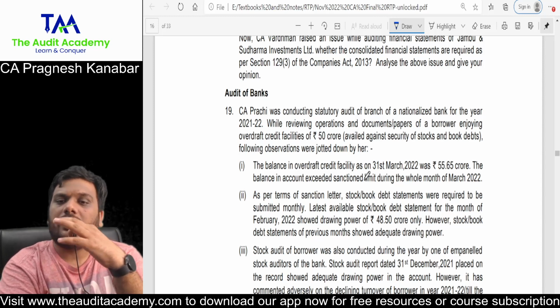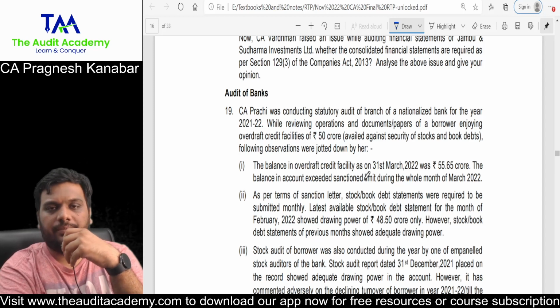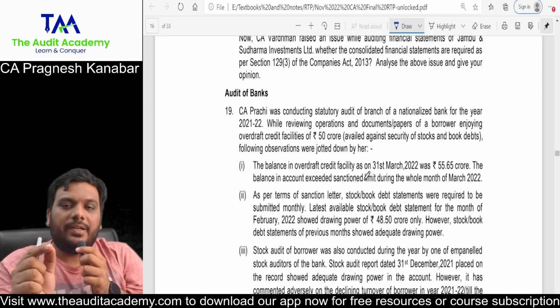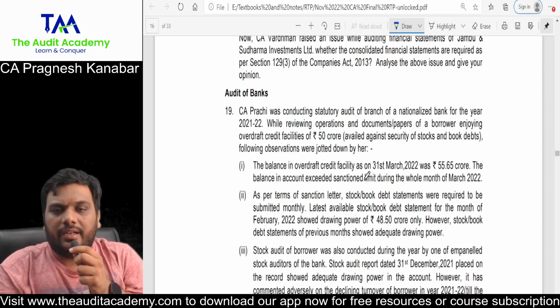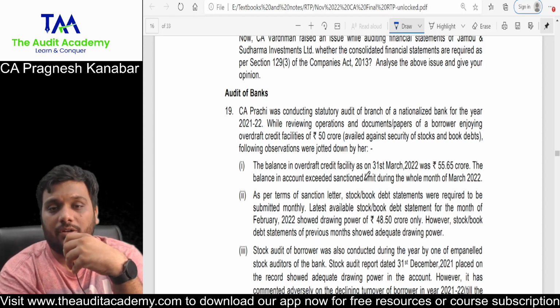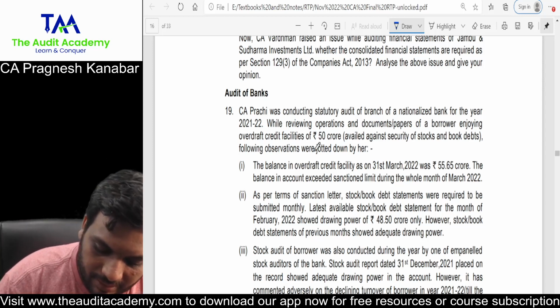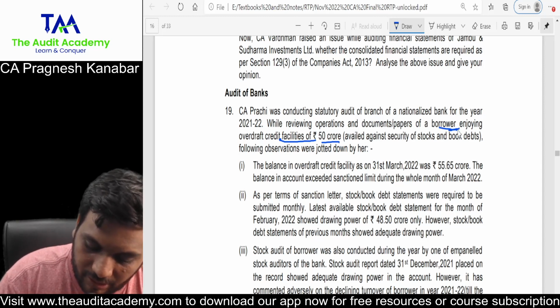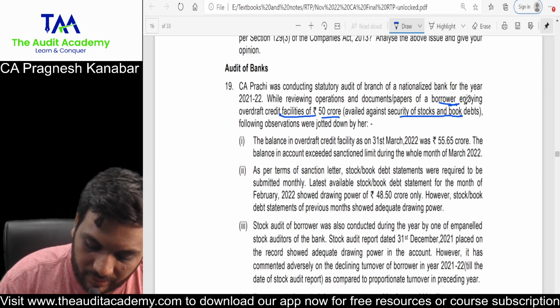Now they are giving you lots of facts over here, and it is your brain that they are trying to test: whether this particular loan taken by the borrower, that is CCOD, will be marked as NPA or not. The main thing over here is that there is a credit facility of rupees 50 crore that the borrower is enjoying against the security of stocks and book debts.